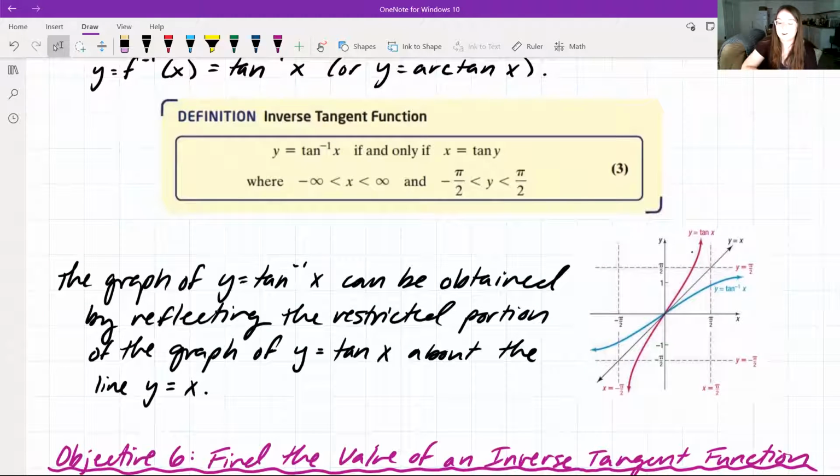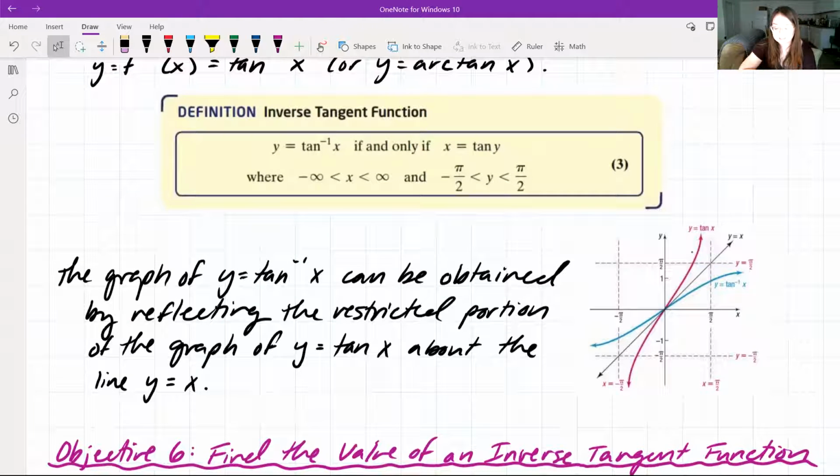All right, so our definition for the inverse tangent function is y is equal to tangent inverse of x if and only if x is equal to tangent of y, where x is between negative infinity and infinity. So our x value has infinite range in this case. And our y value, which is acting as our domain, is between negative pi over 2 and pi over 2, not including. So the graph of y is equal to tangent inverse of x can be obtained by reflecting the restricted portion of the graph of y is equal to tangent of x about the line y is equal to x.